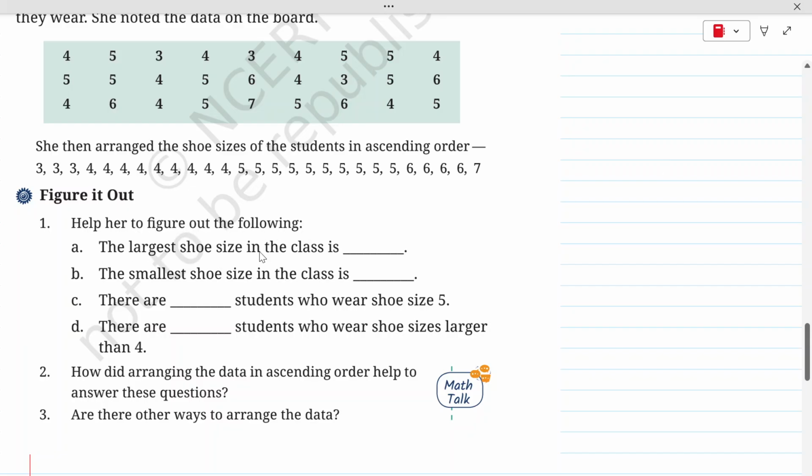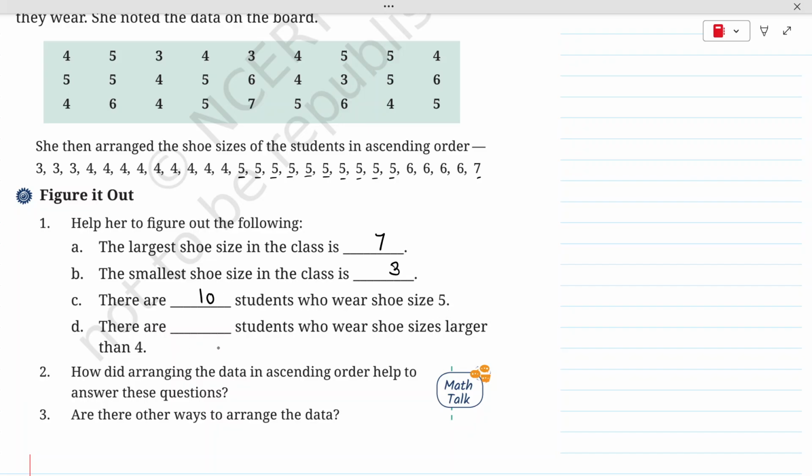The largest shoe size in the class is. Since she has already arranged the data in ascending order, we can easily see that the largest shoe size is 7 here. Okay. So it is 7. Next is the smallest shoe size, that is 3. Next, there are dash students who wear shoe size 5. So let us see how many students wear the shoe size 5. So this is 1, 2, 3, 4, 5, 6, 7, 8, 9 and 10. So there are 10 students who wear the shoe size 5.